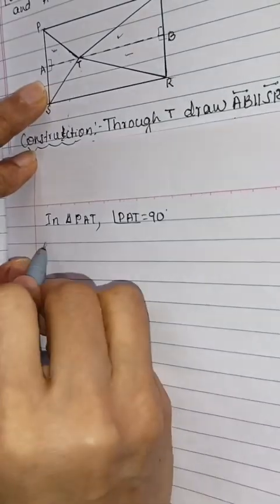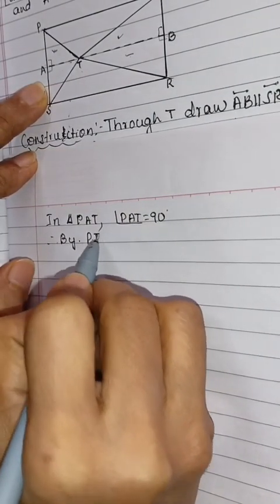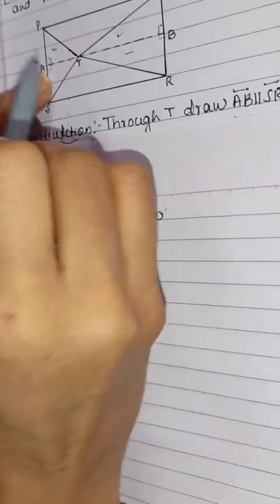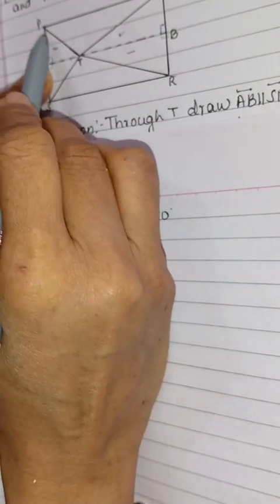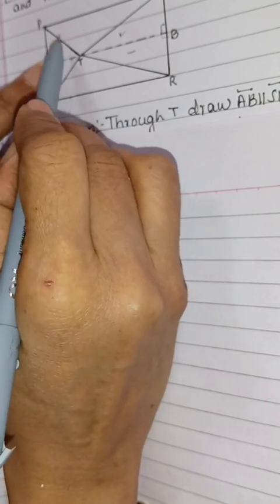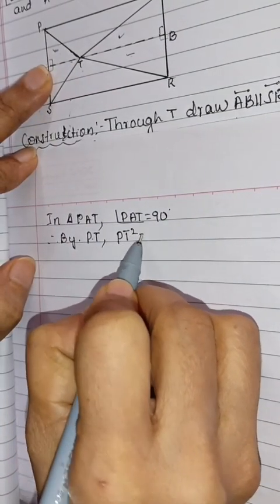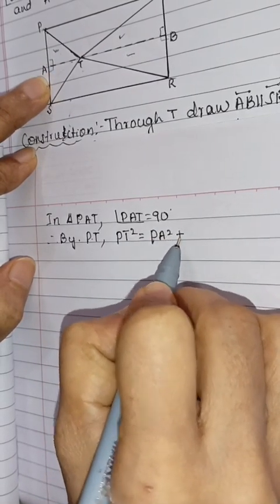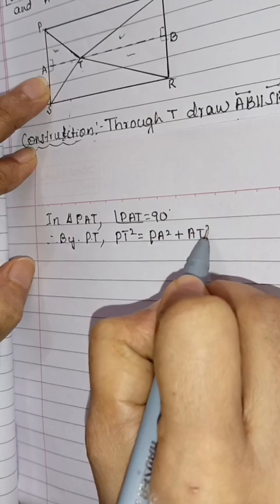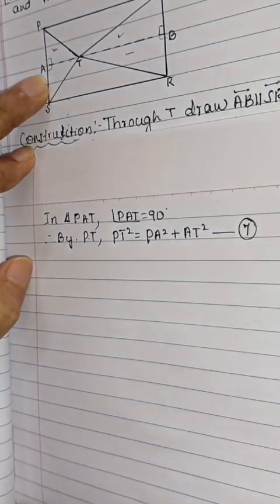Therefore by Pythagoras theorem, here this is 90 degree. Therefore PT square, this is 90 degrees straight opposite. Therefore PT square equal to PA square plus AT square. This is, I think, equation number 7.